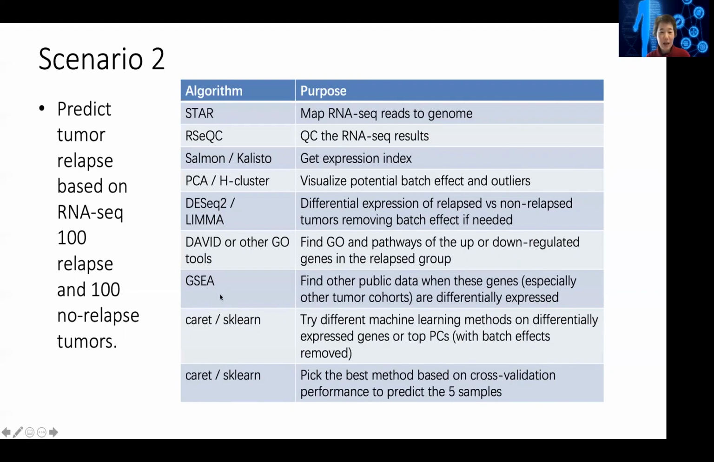So run GSEA, and in the meantime, you might want to run some heat map or PCA to evaluate this. And finally, you can run different machine learning approaches and evaluate their performance using caret or sklearn. I'm actually debating about this, because caret is R-based and sklearn is Python-based. We might actually ask some students to try the Python-based one in homework 3. We're still finalizing homework 3. And you can use this to pick the best method to predict the 5 samples.